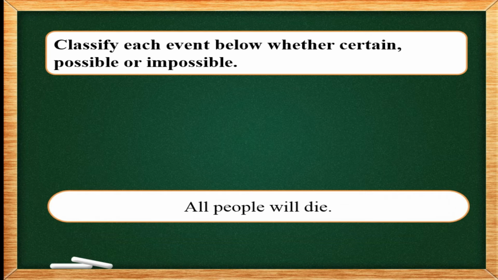Another example would be all people will die. Is this event certain, possible, or impossible? The event all people will die is a certain event because certainly no one will stay for a very long time on this earth. Everybody will come to an end. So those are the examples of possible events.